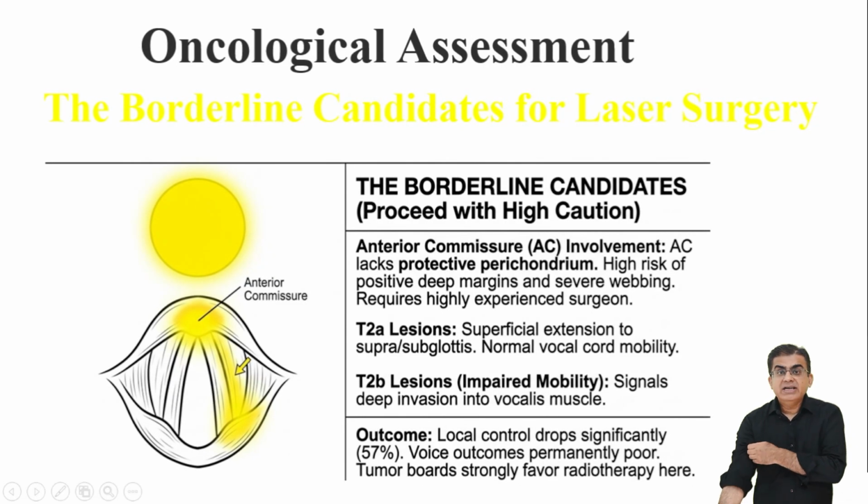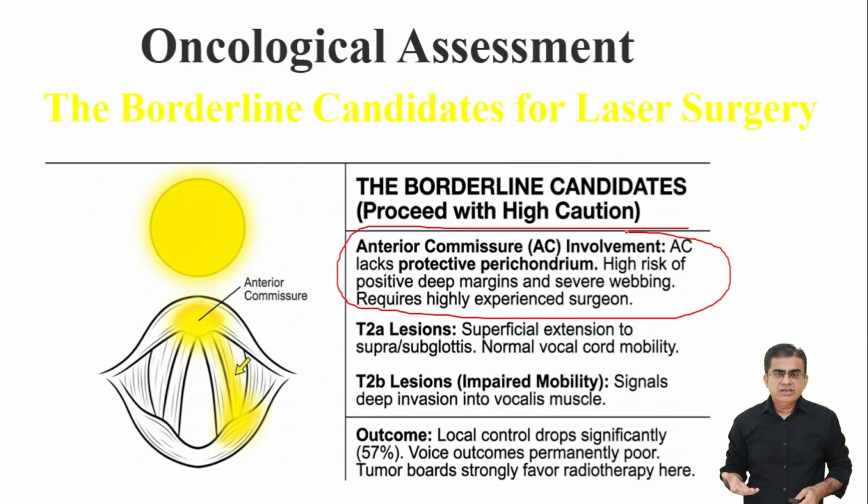Let us now see borderline candidates where you must proceed with high caution. First, look at the anterior commissure. As we discussed in the anatomy section, this exact area lacks a protective inner perichondrium. Tumors hiding here have a direct microscopic pathway straight into the raw thyroid cartilage. Resecting this disease safely requires a highly experienced surgeon and an extended cordectomy.